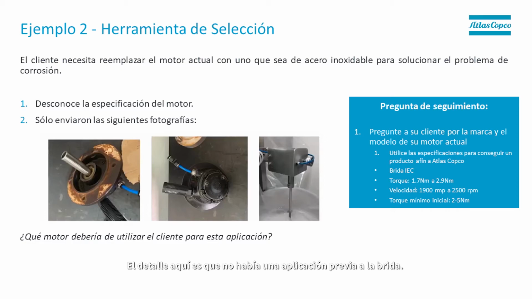So there's a new detail here that was not in the previous application, which is the flange. The flange is how the motor is going to be connected to the fixture of the machine. In this case, it is the part where you see a lot of this corrosion. This is the flange of the motor. And IEC means that it is a European standard. If it's American, it's a NEMA standard.